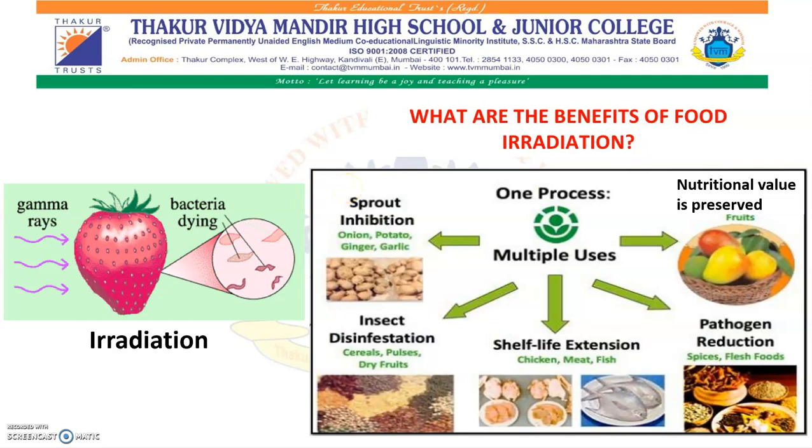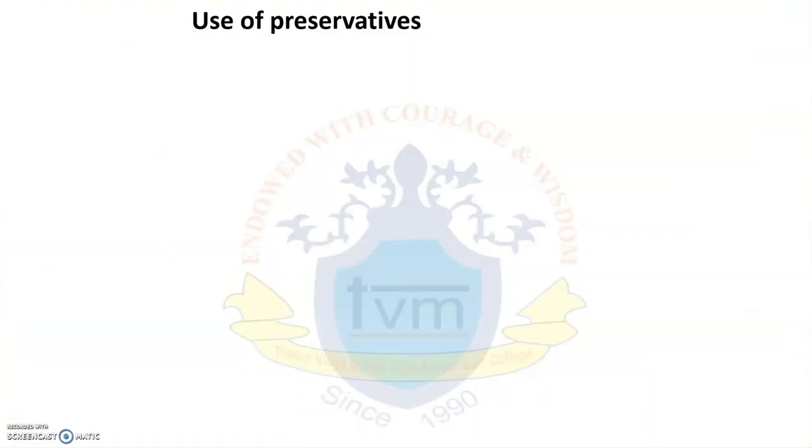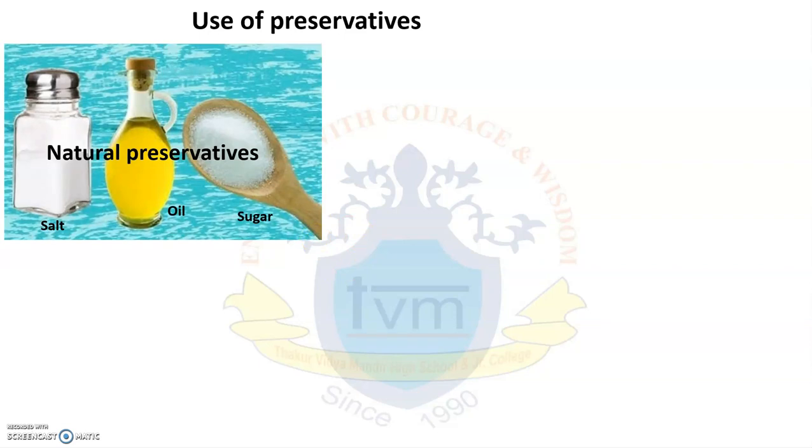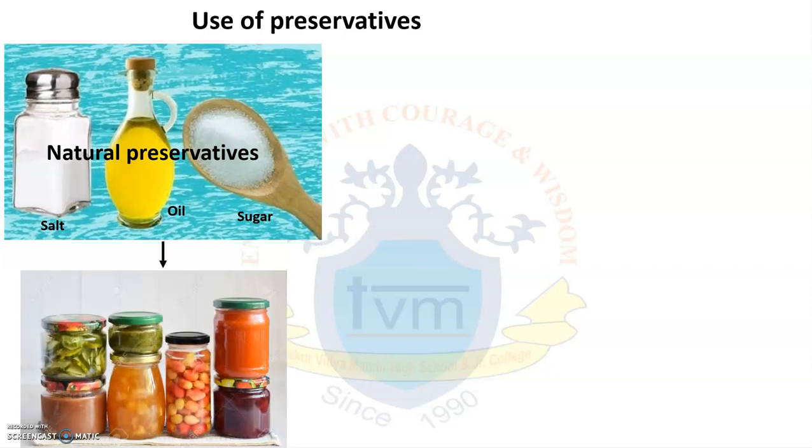So these are the different advantages of the irradiation method, which is one of the methods of food protection. Now, the next method of food protection is the use of preservatives. Preservatives are the substances which are added to the food so that it remains in good or usable quality for a longer period of time. There are two types of preservatives. First one is natural preservatives. Some naturally available materials like salt, sugar, oil are used as preservatives in pickles, jams, murabba, etc.